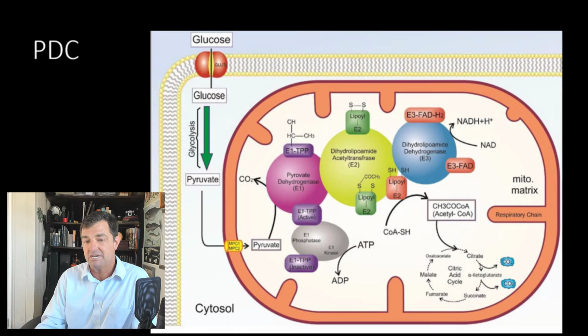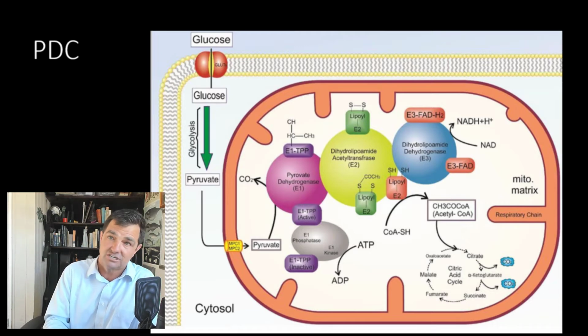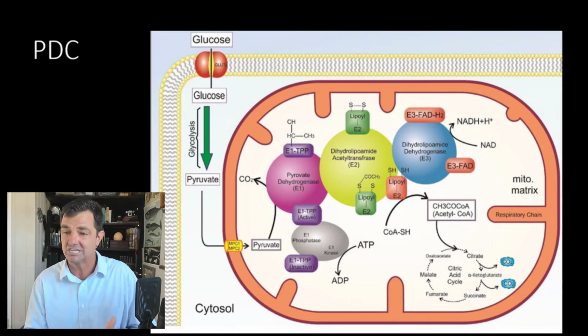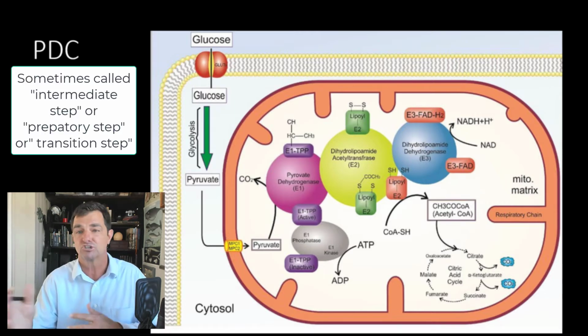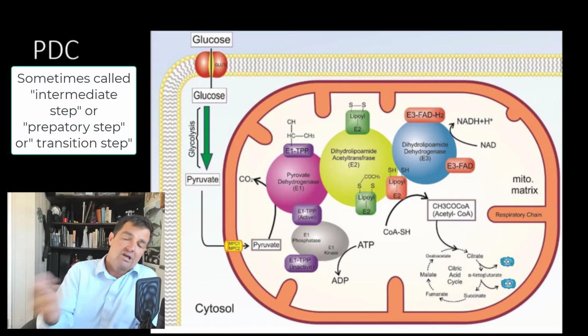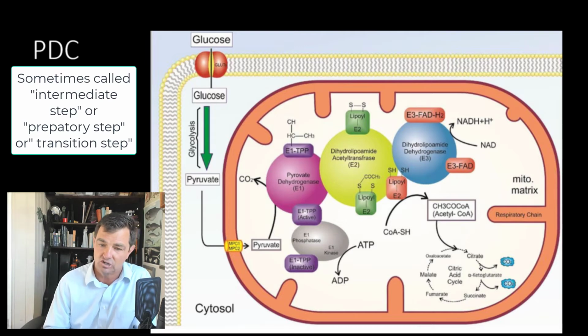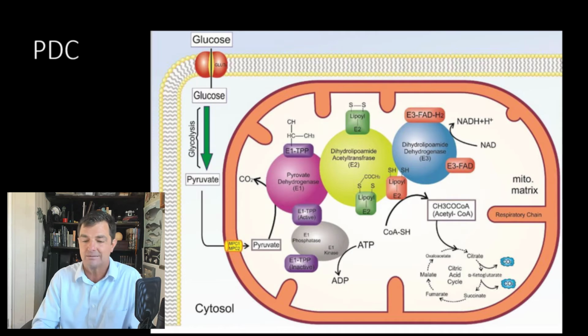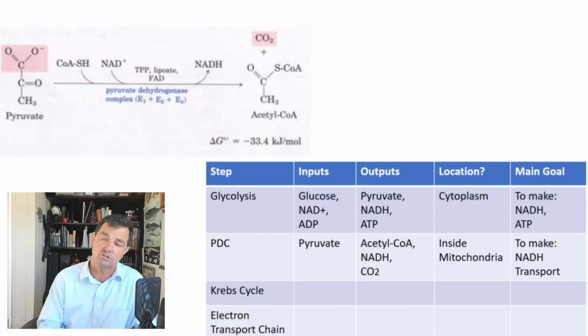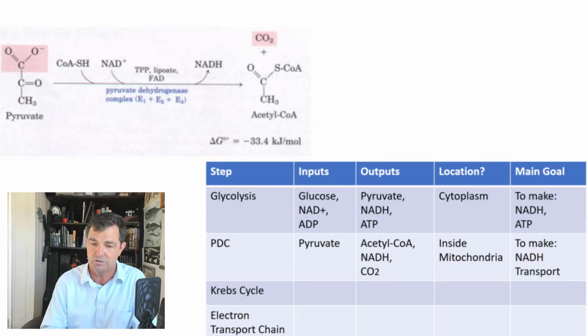Next is what we call the PDC, or the pyruvate dehydrogenase complex. Many books, again, don't even mention this. Instead, they'll call it an intermediate step or a transition step. And so I just label it here. This is what it looks like when you look at the pieces of it and the enzymes that are involved. But once again, what we're going to try to do instead is focus on, well, what happens? What's our goal and what do we do there?